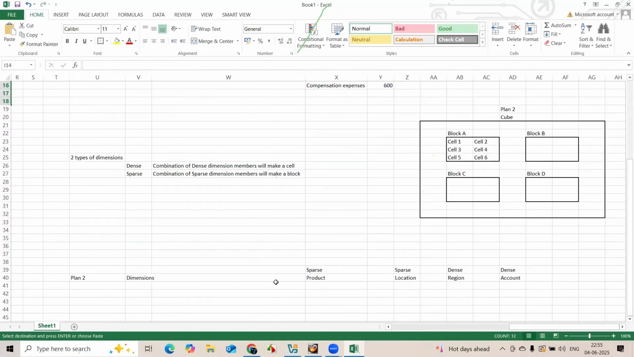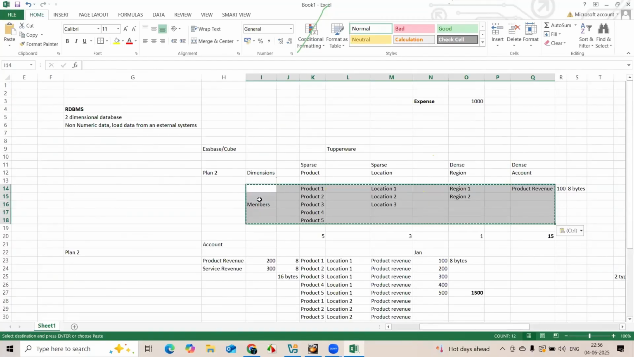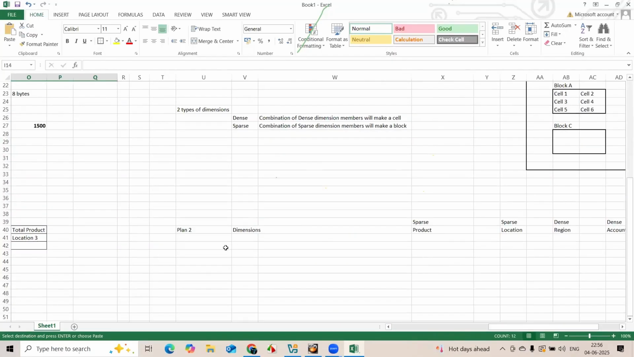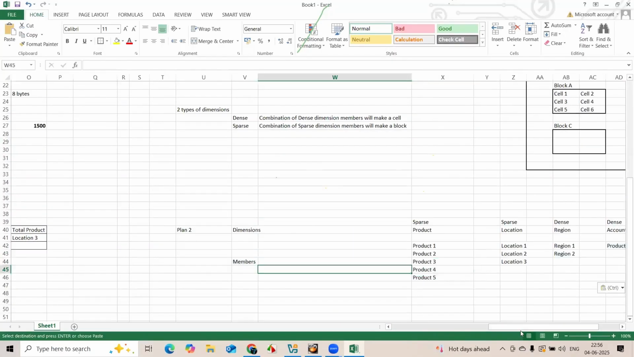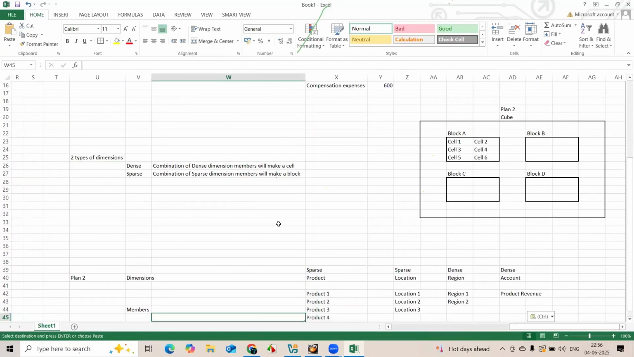Okay, so let me paste it. Sorry, Control C. The dimensions I need to paste it here. Okay, I have these members. So these are the members, these are the blocks.